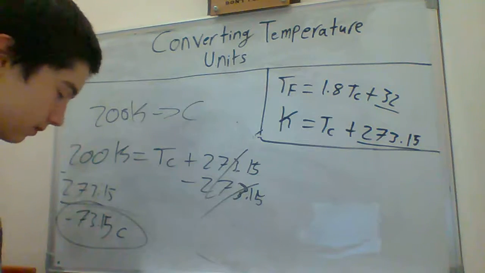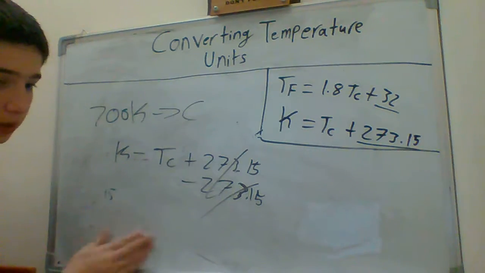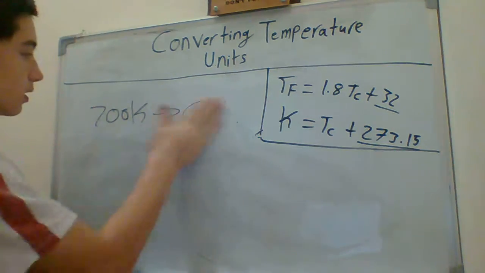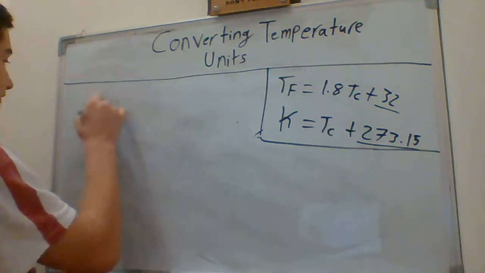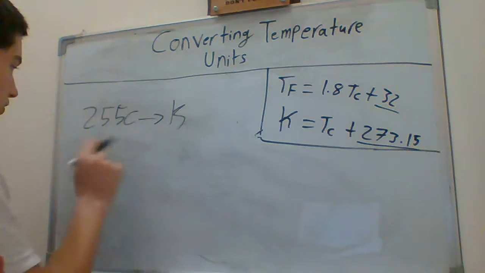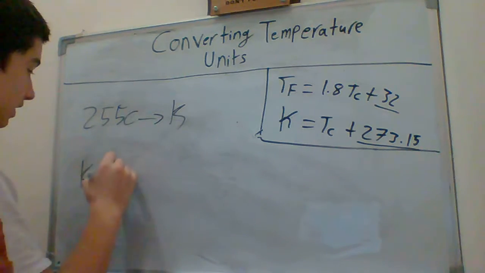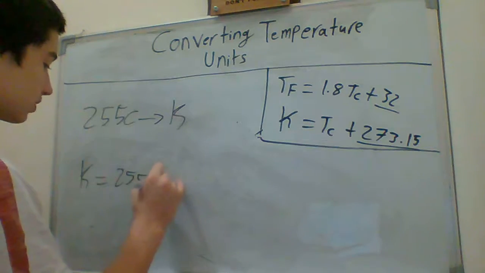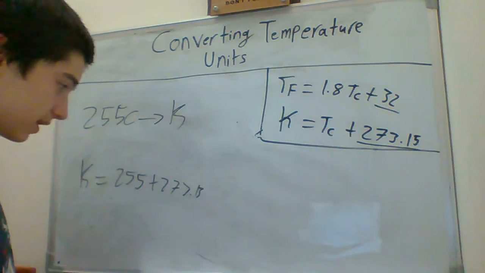Another question, but this time it's going to be the opposite. We're going to get the opposite number. It's going to be 255 Celsius now. We're going to convert Celsius into Kelvin. So we have 255 Celsius, convert to Kelvin. So we'll do the math here using this equation. So Kelvin, we don't know that, equals TC, which is the temperature in Celsius, plus 273.15.